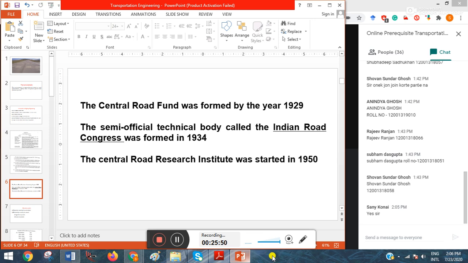The technical activities of the IRC are mainly carried out by the Highway Research Board and several committees and subcommittees consisting of experts in each subject. The IRC works in close collaboration with Roads Wing of the Ministry of Surface Transport, Government of India.